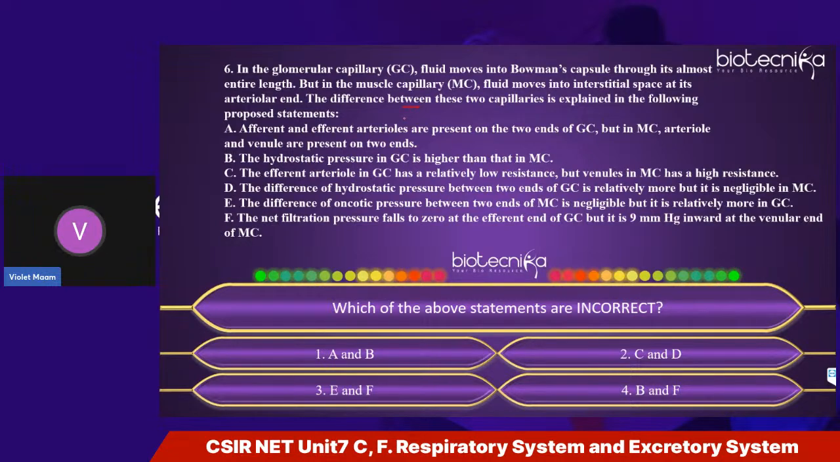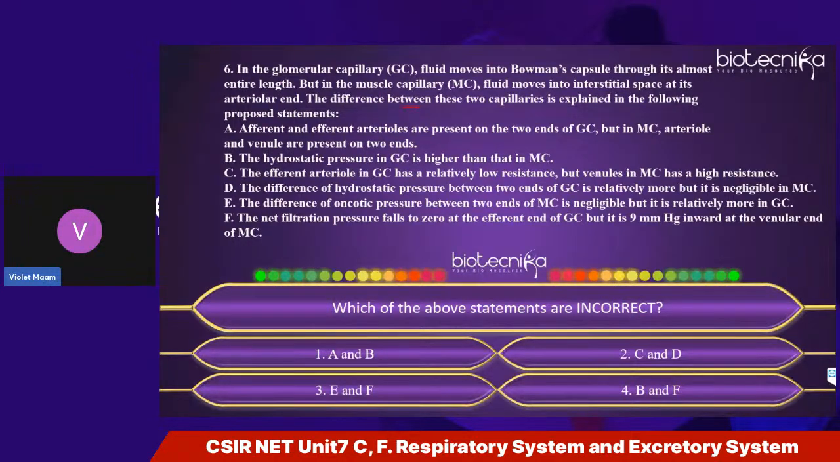You have to solve the previous year question papers because for these types of statement-based questions, you should be very thorough with the answers and the options. You should not get confused. These are what we call trap questions, where they can trap you.